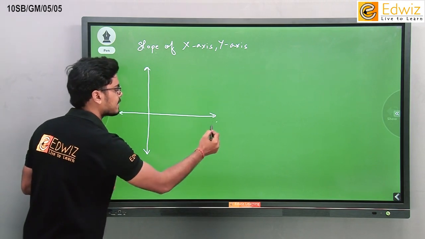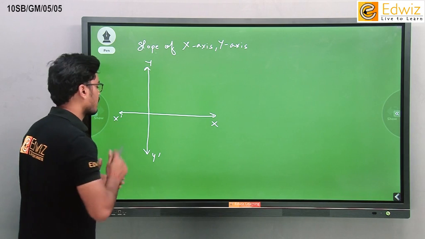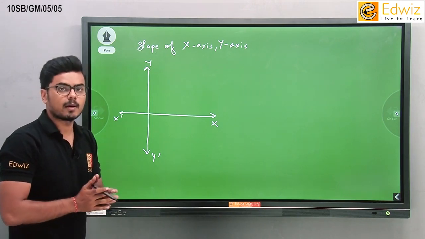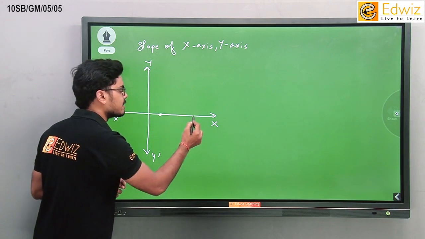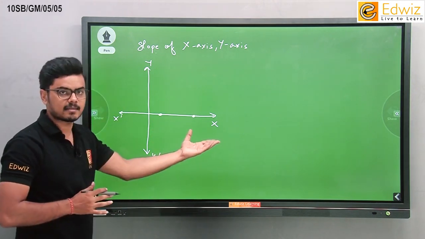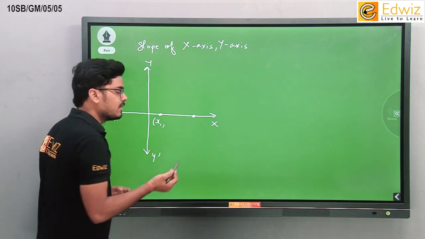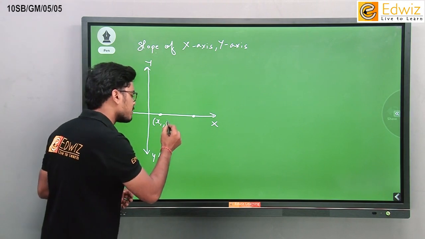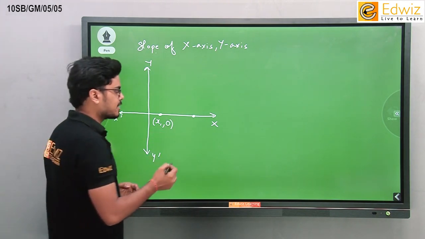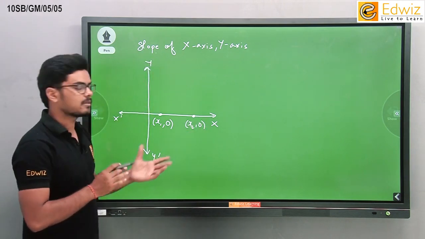Okay, this is the x-axis, this is the y-axis. Now, as I told you, to find the slope we take 2 points on the line. Here the line is nothing but the x-axis. One of the points will be x1, comma, and we know that on the x-axis the y coordinate is always 0. So (x1, 0) is 1 point. The next point is (x2, 0). Okay, these are the 2 points.